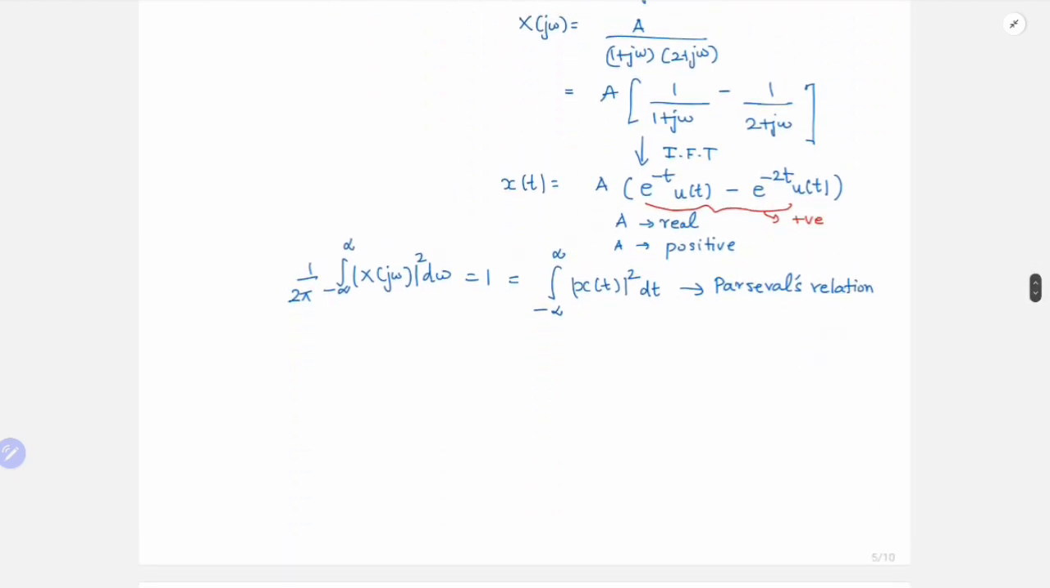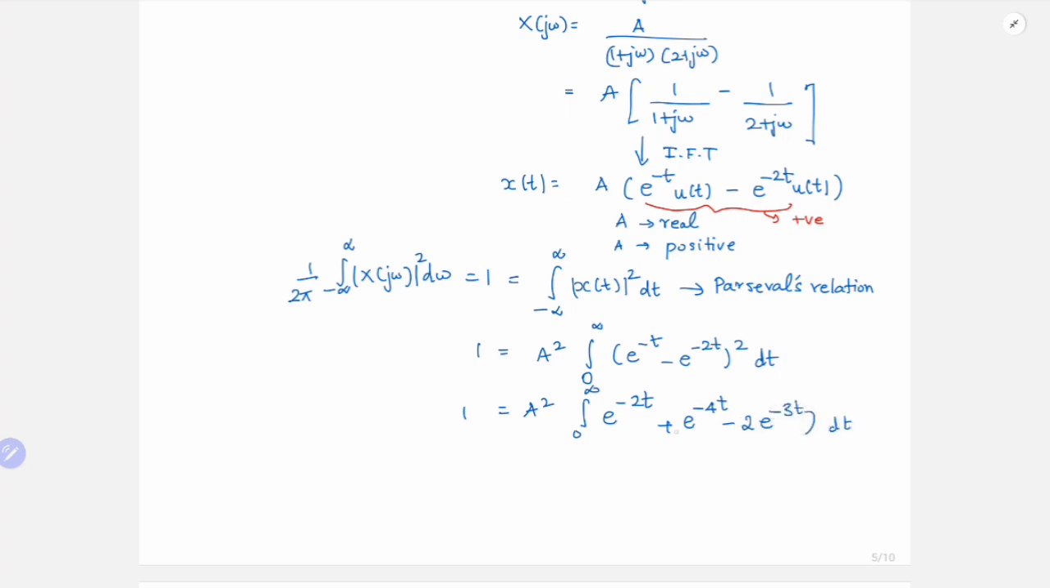So what we have? This is nothing but a square, right? Integral minus infinity to infinity e power minus t. Since u of t is there, we can take it from 0 to infinity, minus e power minus 2t, whole square dt. So a square, this side we have 1, integral 0 to infinity e power minus t whole square will be e power minus 2t plus e power minus 4t minus 2 e power minus 3t into dt.